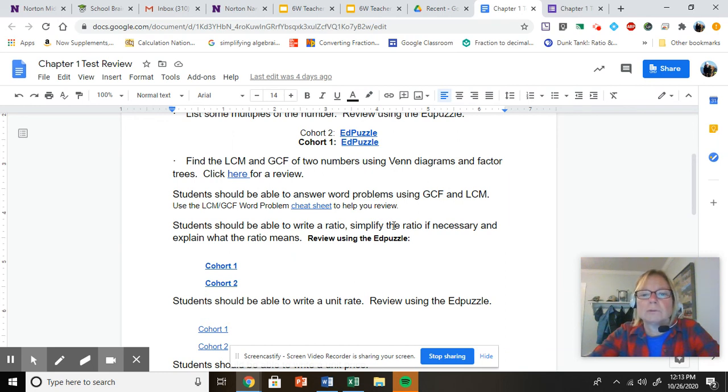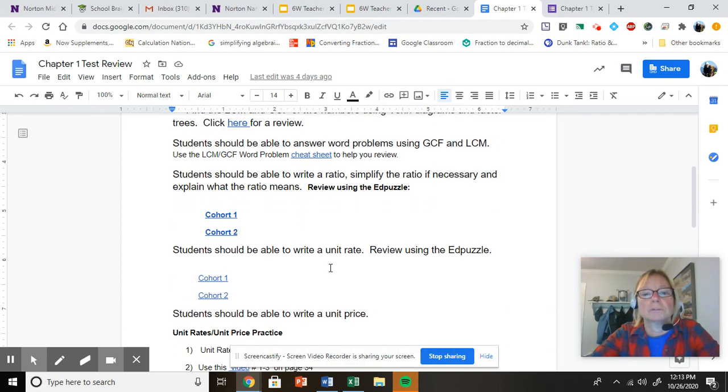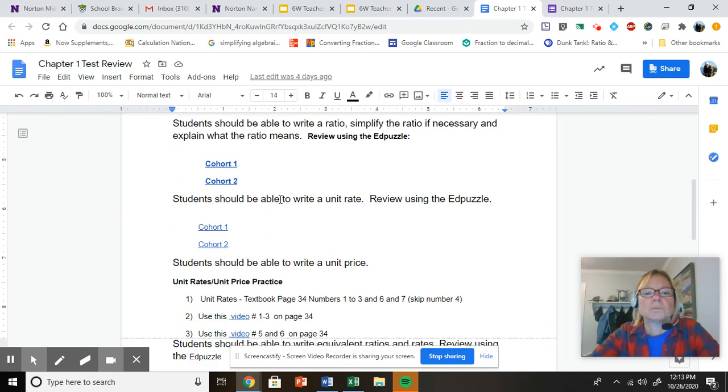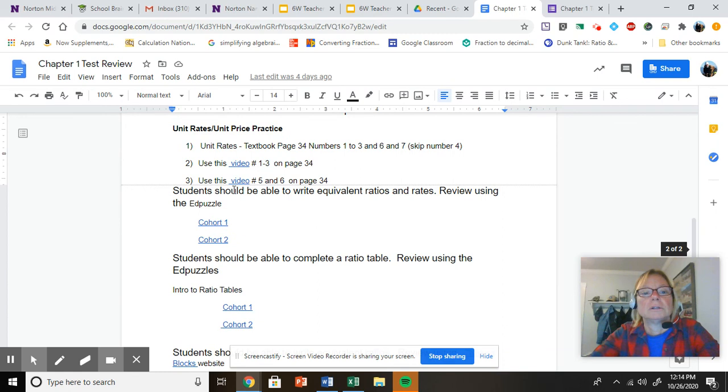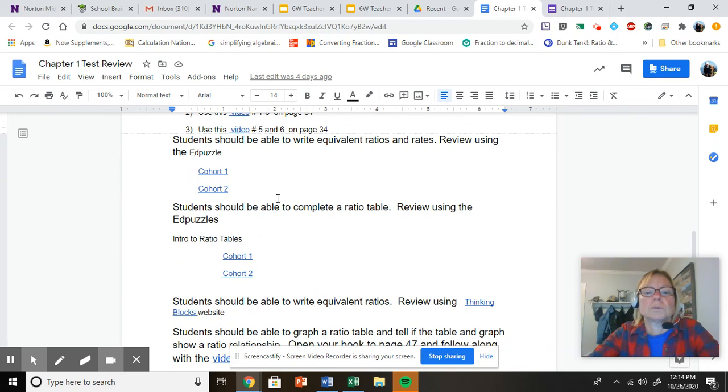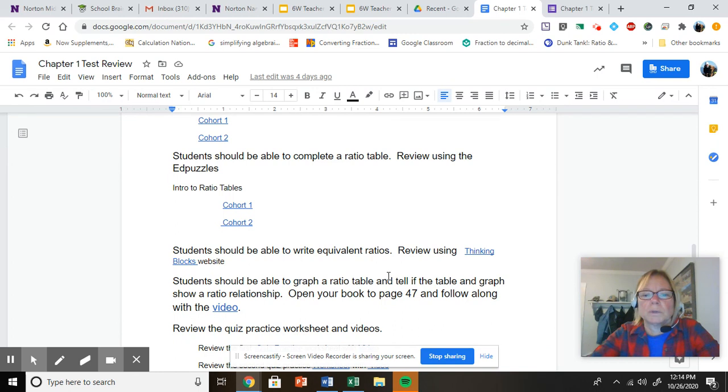Students should be able to write a ratio, simplify the ratio if necessary, and explain what the ratio means. Students should be able to write a unit rate. Students should be able to write a unit price. We have some ways you can review that. Students should be able to write equivalent ratios and rates. Students should be able to complete a ratio table. Students should be able to write equivalent ratios.